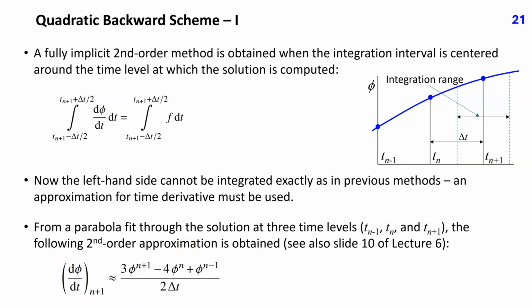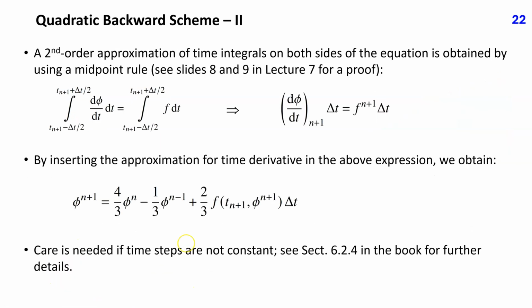See also slide 10 of lecture 6. By applying midpoint rule approximation to time integrals on both sides of this equation, we obtain the following expression. Using the approximation of time derivative of phi defined in previous slide, this equation can be rewritten as follows. K is needed if time steps are not constant. See section 6.2.4 in the book for further details.